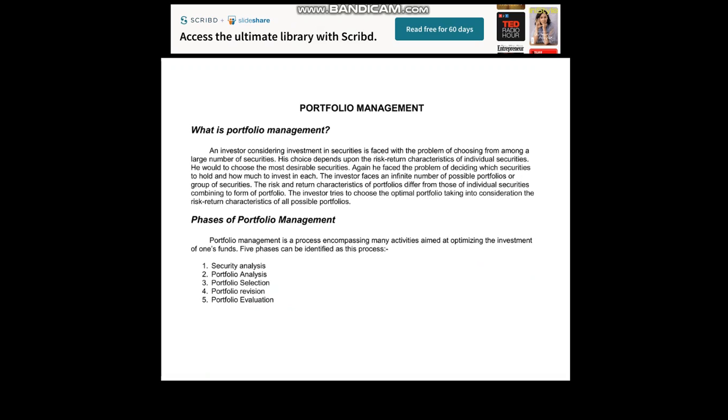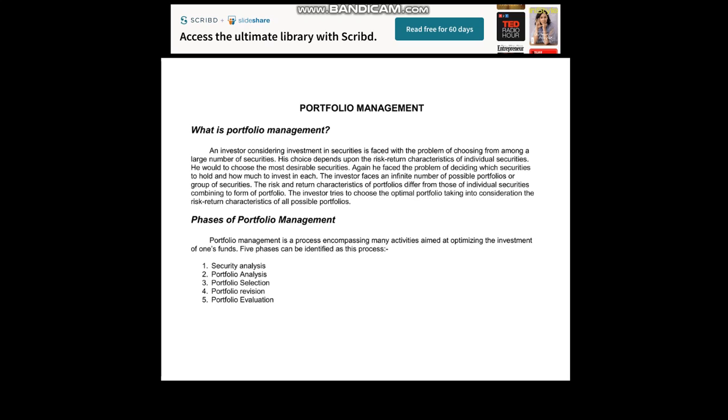Again, he faces the problem of deciding which securities to hold and how much to invest in each. The investor faces an infinite number of possible portfolios or groups of securities. The risk and return characteristics of portfolios differ from those of the individual securities combining to form the portfolio. The investor tries to choose the optimal portfolio taking into consideration the risk return characteristics of all possible portfolios.